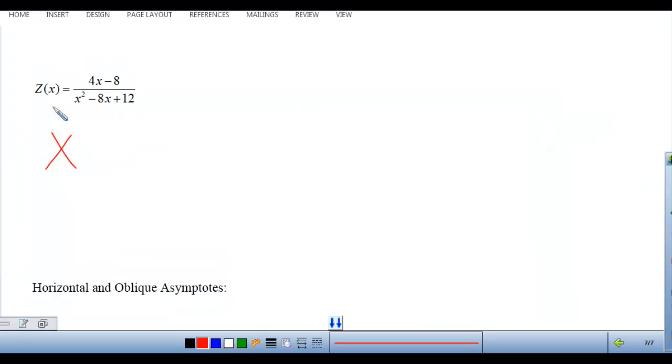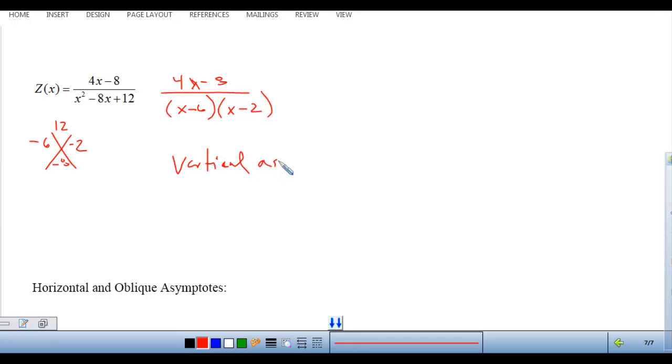And next example here. I'll go ahead and factor the denominator. 12 over -8. Look for factors of the top that add to the bottom. Looks like 6 and 2. It's going to be -6 and -2. Over x minus 6, x minus 2. And then I will see vertical asymptotes at values that put those at 0. So that would be at x equals 6 and at x equals 2.